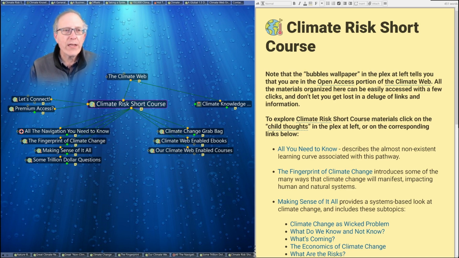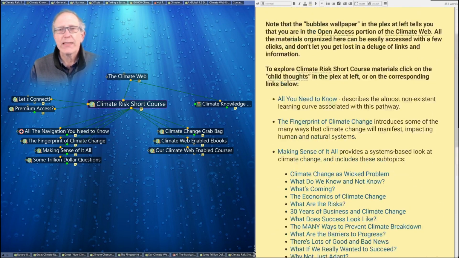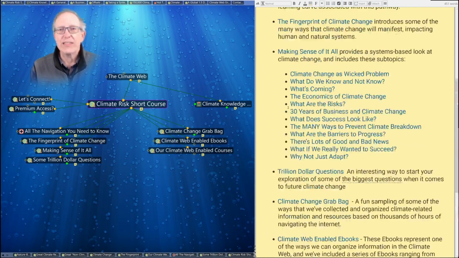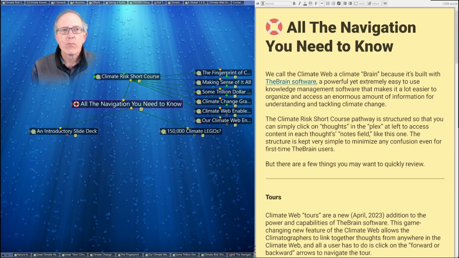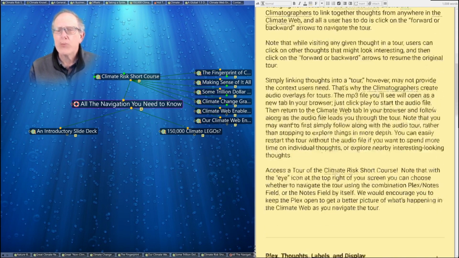So we're here, Climate Risk Short Course. You can come over and walk through the text on the right-hand side, which is mostly just the same links that you actually see in the Plex at left. It's very simple to navigate. You need to know almost nothing about the Brain software, but if you want to spend a minute or two understanding the basics, go to all the navigation you need to know, and you can scroll down and read through that text.